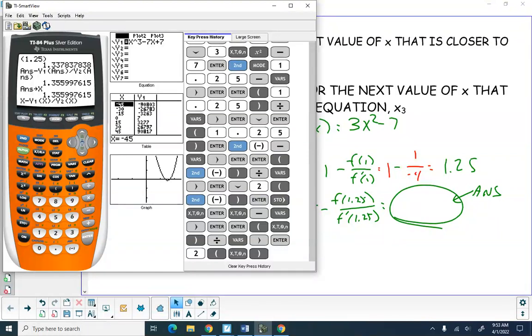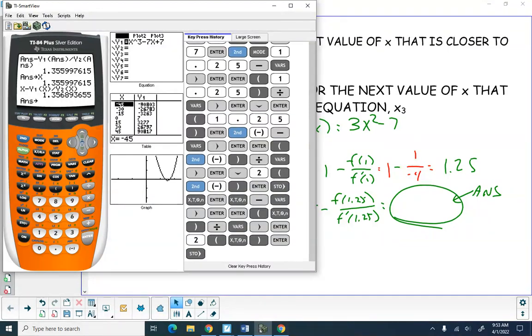Okay, so we hit enter. As you can see, I got 1.35599. Here I got 1.3568. We're getting closer to the value. Let's now store this to X.